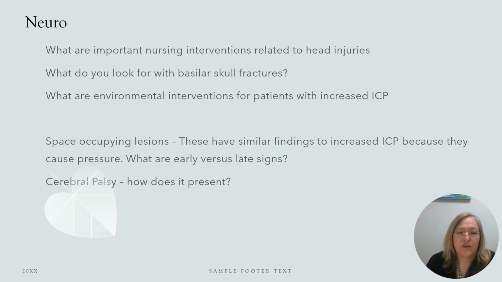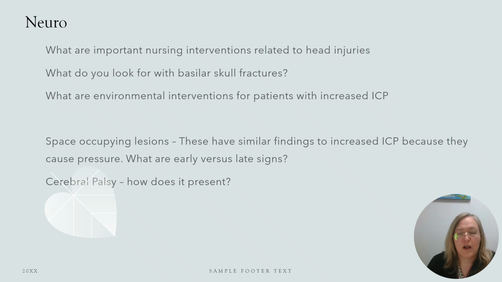Also, as far as intracranial pressure, I want you to think of head injuries, which also cause intracranial pressure. So what kinds of head injuries are we concerned about? So if there's bleeding in the head, if there's a concussion, or what about if there's a skull fracture? So consider those. And also we talked about at the end of the neuro lecture about basilar skull fractures. So make sure you can talk about what you look for and what your concerns are with a basilar skull fracture.